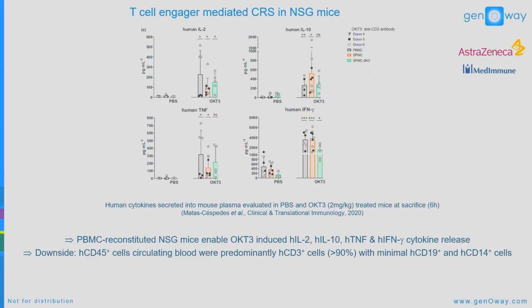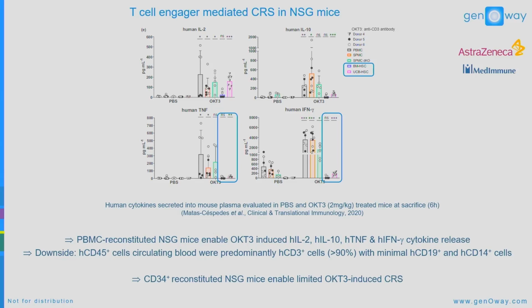In this paper, these guys injected OKT3 to the animal, and they clearly show that PBMC-reconstituted NSG mice show a very nice release of inflammatory cytokines. In the paper, the authors said that the downside of the system is that using a PBMC reconstitution, more than 90% of your cells will then be T cells. They reproduced the same study using CD25 reconstituted NSG mice, and they observed very little to no gamma and TNF-alpha.